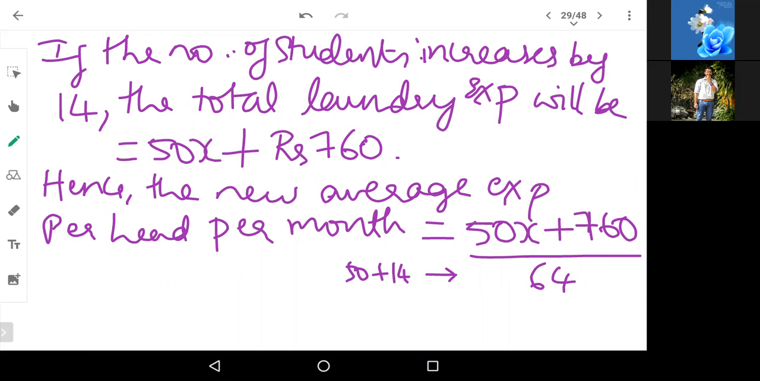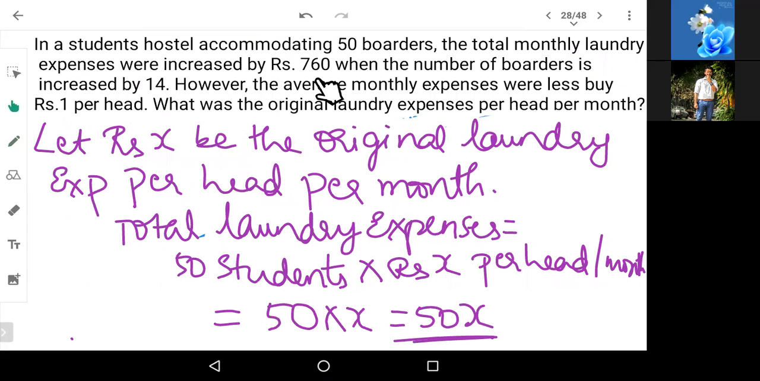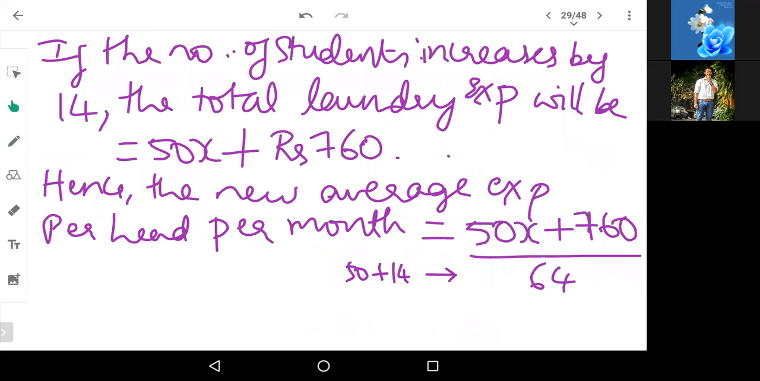Okay. So now if there are 14 extra people, and the laundry expenses per head per month, I already explained in the question. If it takes 10 rupees for the first month for 50 people, now it is going to take 1 rupee less for everyone when the number of students is 64. So I am going to equate those two things here.